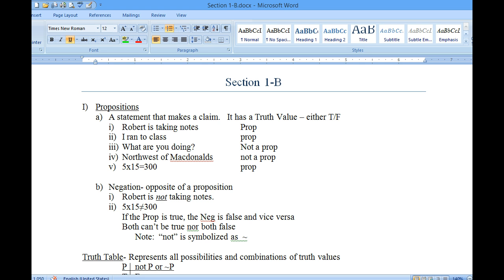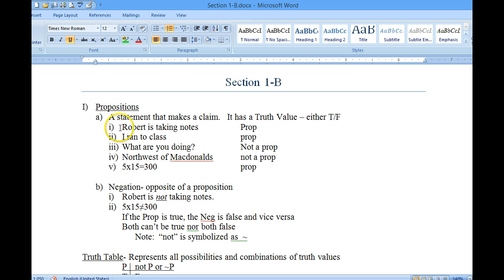We're going to start. I like to organize my notes and the section in an outline. So here we're going to start at Roman numeral 1, propositions. Now you would have already read this, and if not, press pause and come back to this, and then read your section and come back. So the first Roman numeral is propositions. A proposition is a statement that makes a claim, and a claim therefore has a truth value, so a proposition has a truth value, either it's true or false.